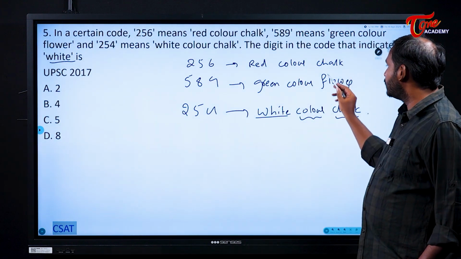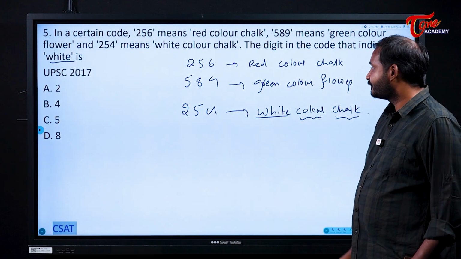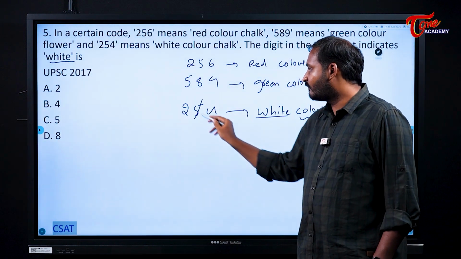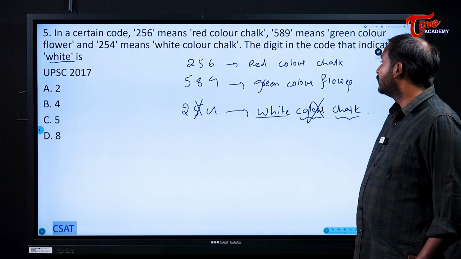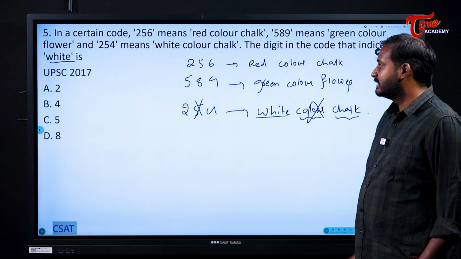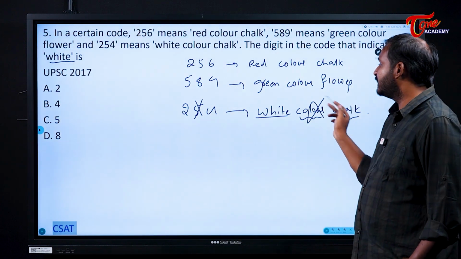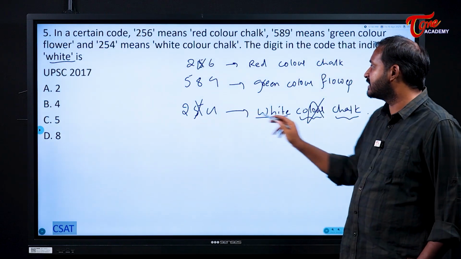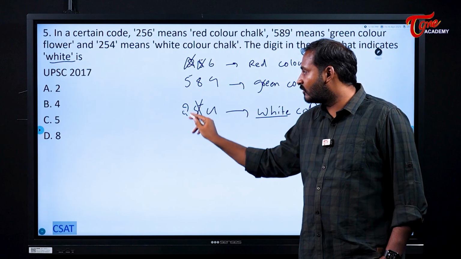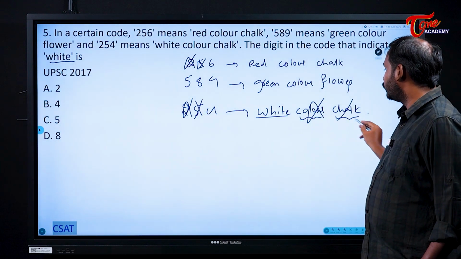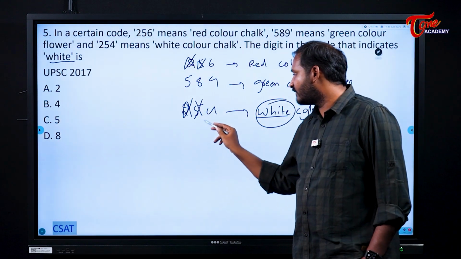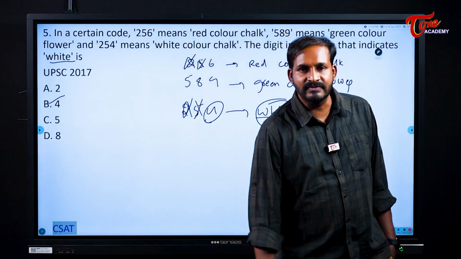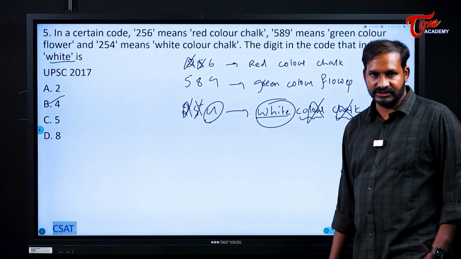So, color was there in all the 3. What is common in all the 3? 5. So, 5 is gone. Color is also gone. Now, chalk is there in first and last. What is the common one between the first and last apart from color? Color 5 is common anyway. Apart from that, what is the other one common? 2. So, the code for chalk will become 2. And the only one left for us is white. What will be the code for white in this case? 4. In this manner, we need to solve this type of questions, students.